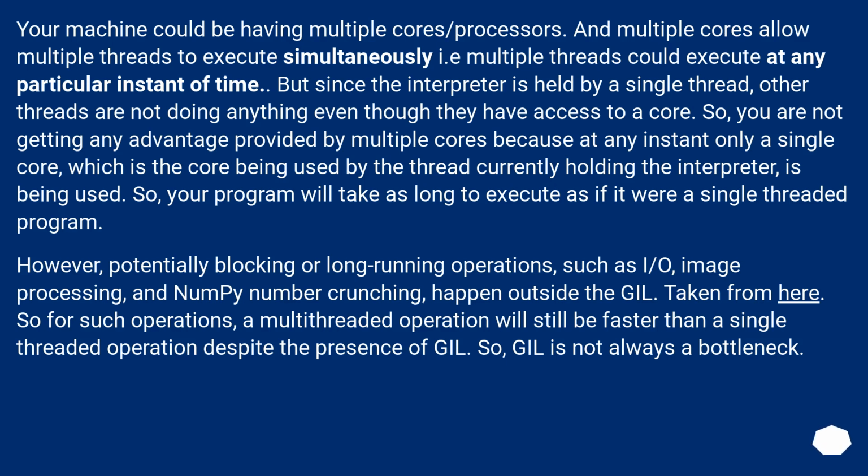However, potentially blocking or long-running operations, such as I/O, image processing, and NumPy number crunching, happen outside the GIL. Taken from here. So for such operations, a multi-threaded operation will still be faster than a single-threaded operation despite the presence of the GIL. So, the GIL is not always a bottleneck.